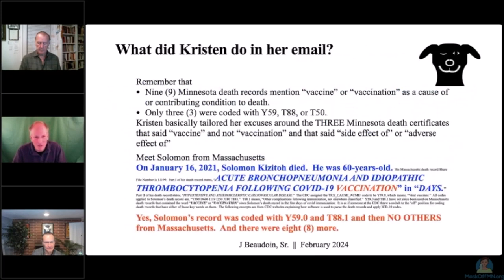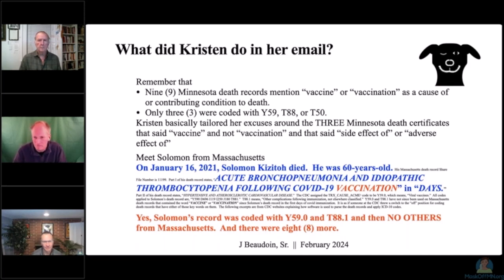Nine Minnesota death records mentioned vaccine or vaccination. Only 3 were coded, right? Kristen basically tailored her excuse around the 3 Minnesota death certificates. So vaccine, not vaccination, has to say side effect of, adverse effect of.